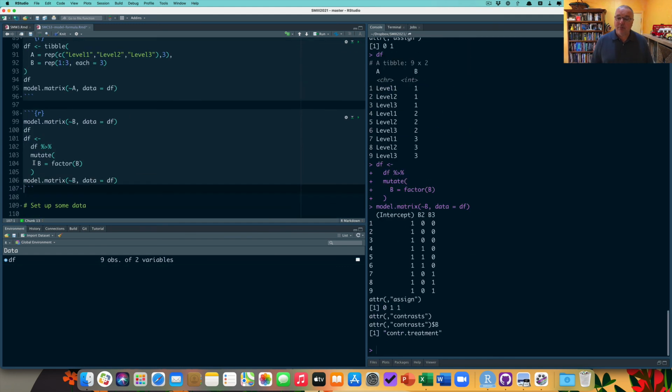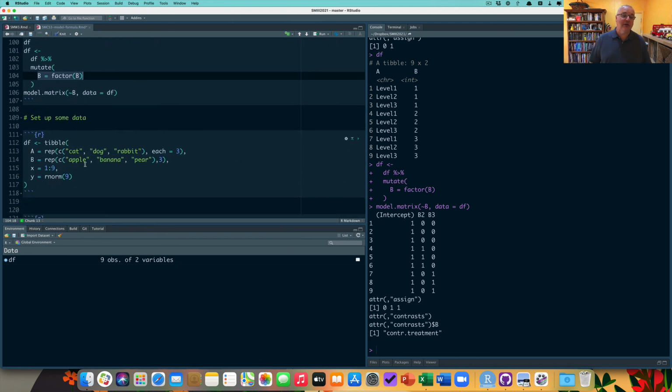And now I'm going to do my model matrix. Now you're getting what you expected. So these first 3 are all level 1, so they're all zeros in both. Then the next 3 are level 2, so they have 1s. And the last 3 are level 3, so they have 1s. But notice I had to tell R, just because you know it's categorical doesn't mean R knows it's categorical.